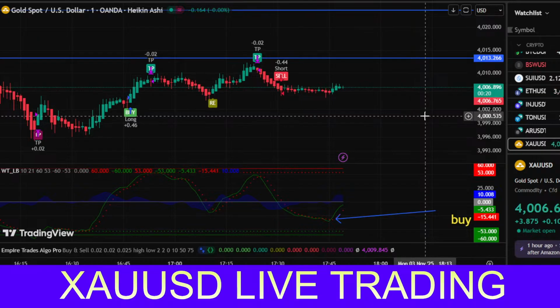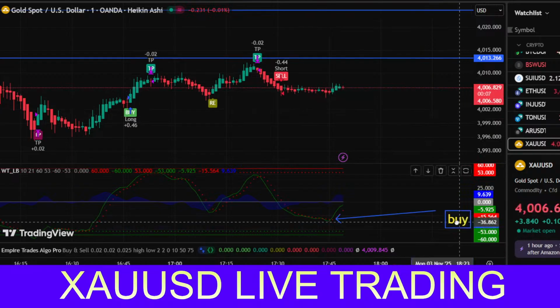ECN brokers typically charge a commission on trades instead of widening the spread. This type of broker is ideal for traders who prefer transparency and direct market access, particularly those who employ high-frequency or scalping strategies.